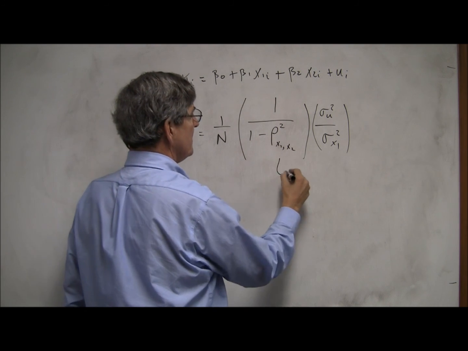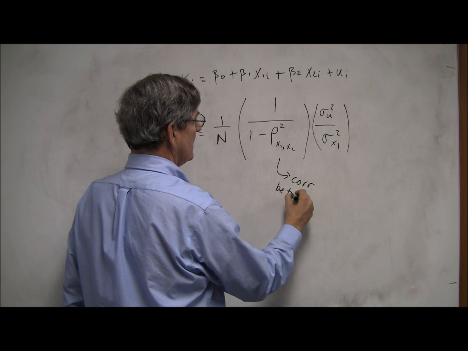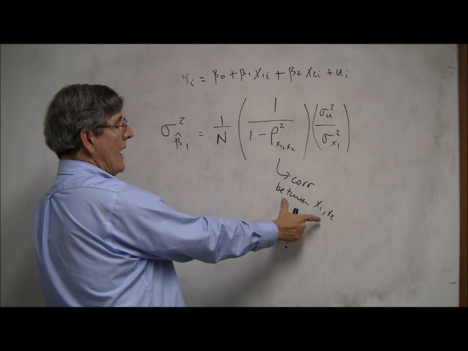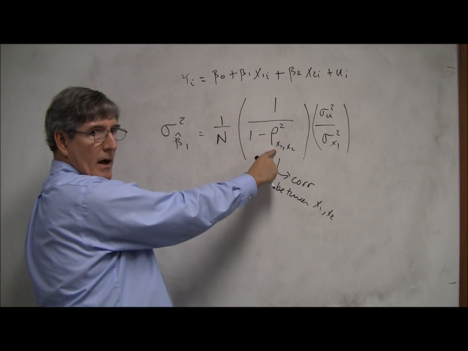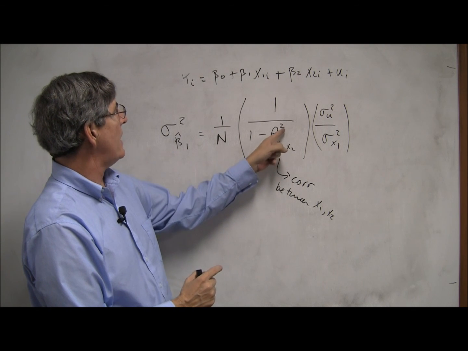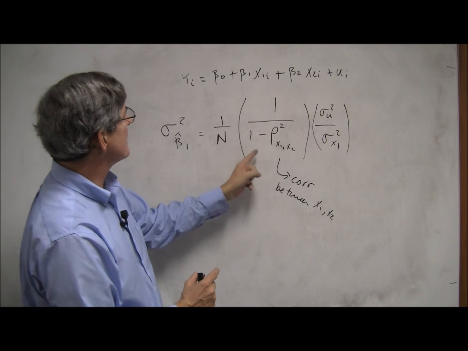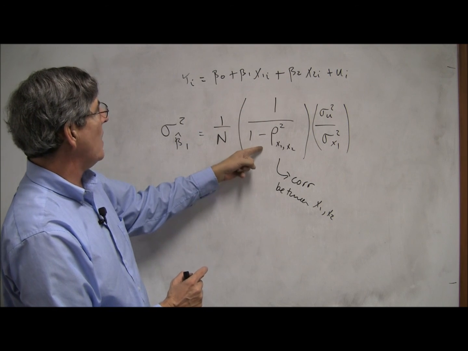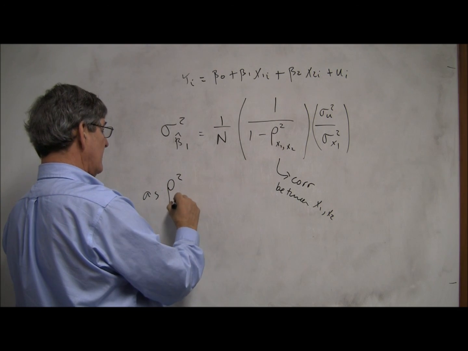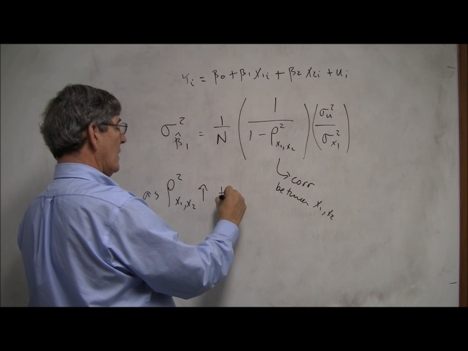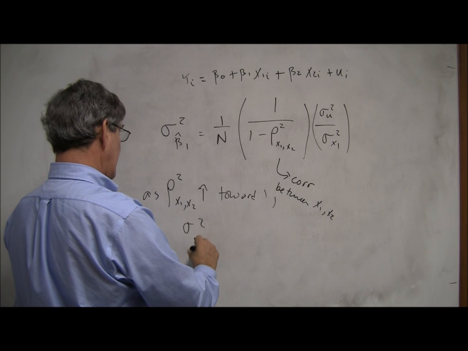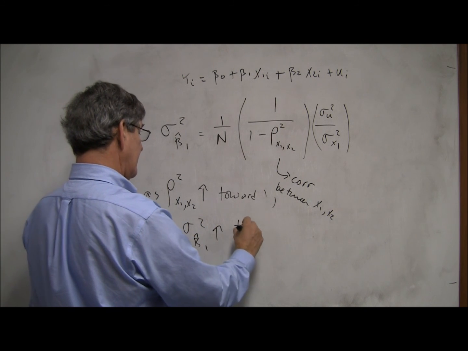And this is the correlation between x1 and x2. As these get highly correlated, what happens? This number gets close to 1 and then we square it. When this gets close to 1, even 1 squared, what happens is this becomes a very small number. So we get 1 over a very small number. That's a big number. So as rho squared of x1 and x2 goes up toward 1, sigma squared beta hat 1 goes up toward infinity.